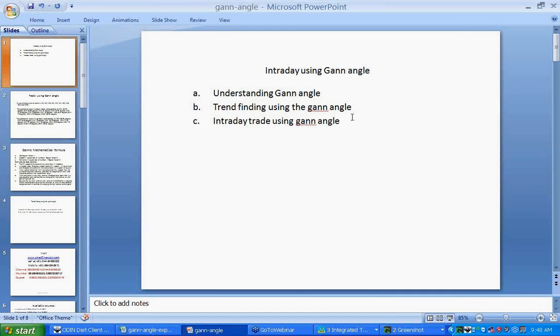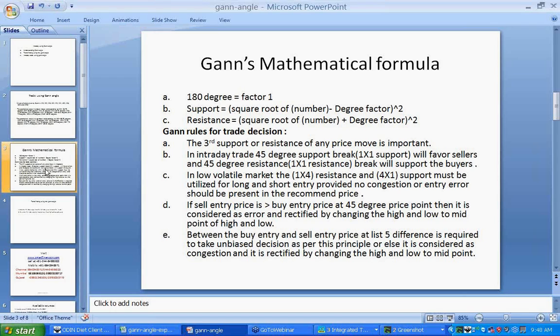First, to find out the trend. Whenever you are finding the trend, you take the last traded price of the previous day to find the trend for the coming day. Whenever you are going to find an intraday trade forecast, based on its rules, you can take either the high or the low, or the midpoint of high and low.